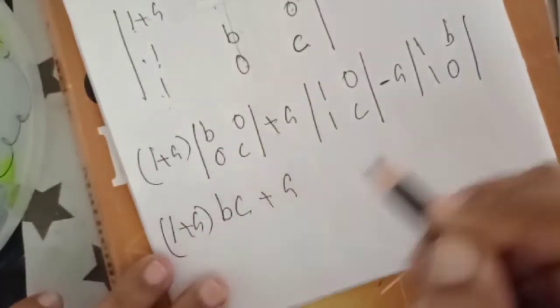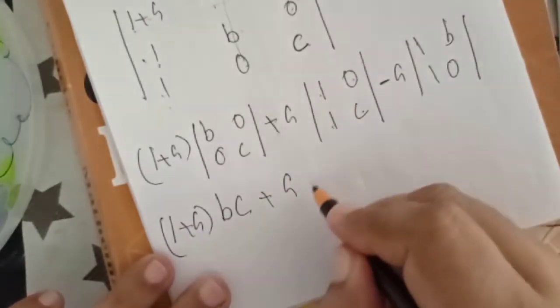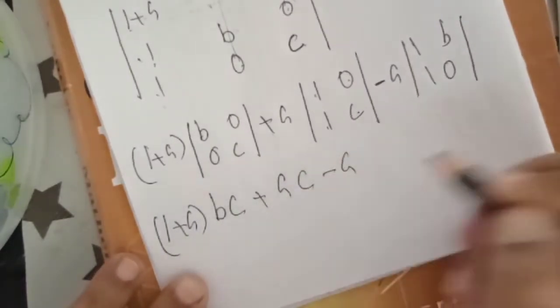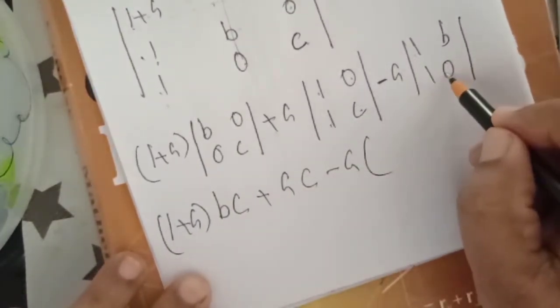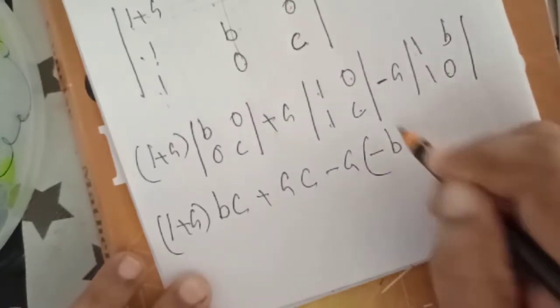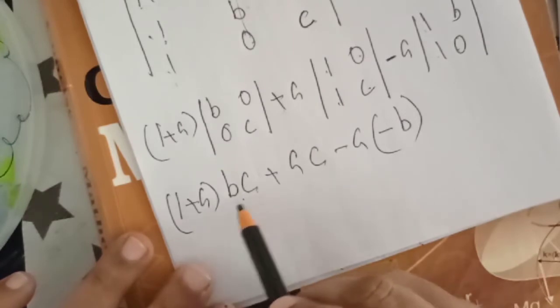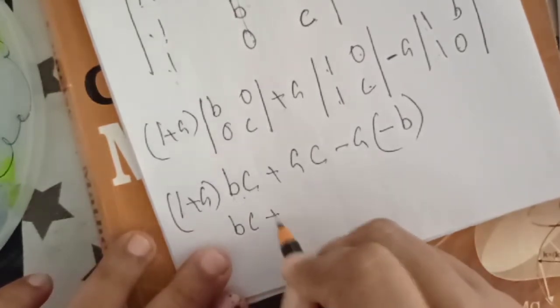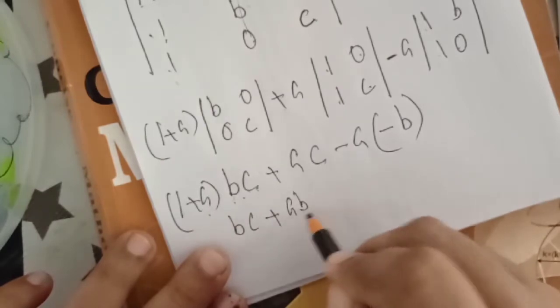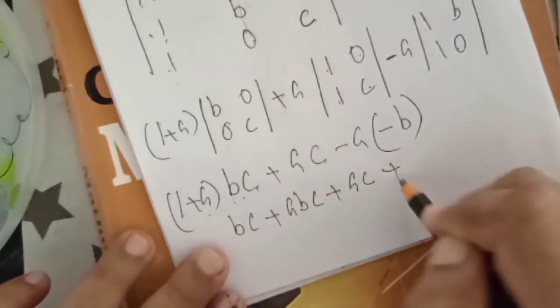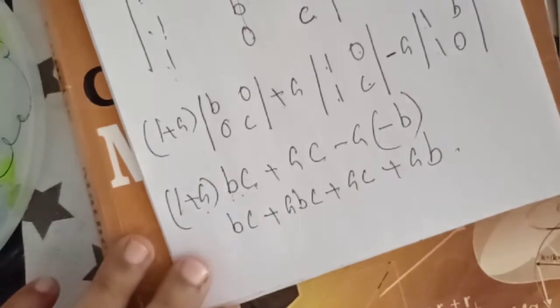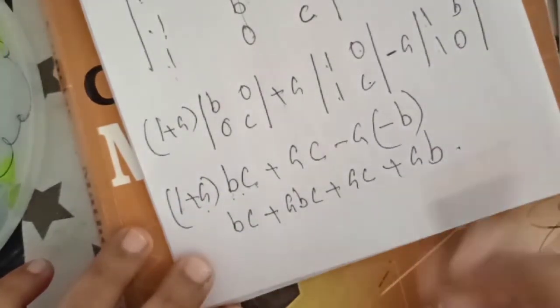Then 1 plus A into, when you expand this, BC, plus A into 1 into C, minus A into 1 into 0 minus B, that is plus AB. When you open this bracket, BC into 1 is BC plus ABC plus AC plus AB. This is not the answer. We convert this step into the answer form.